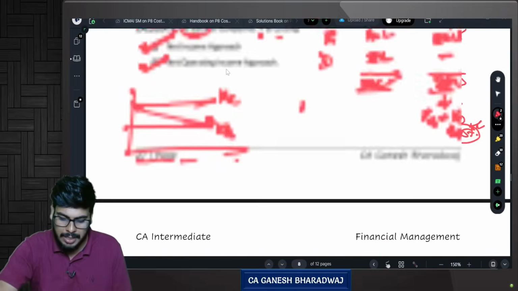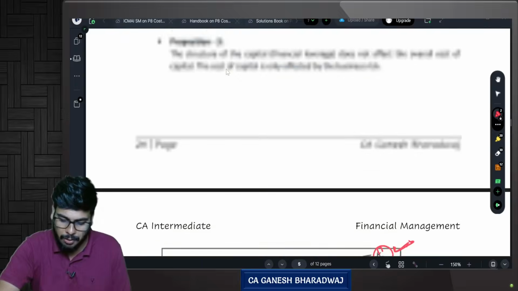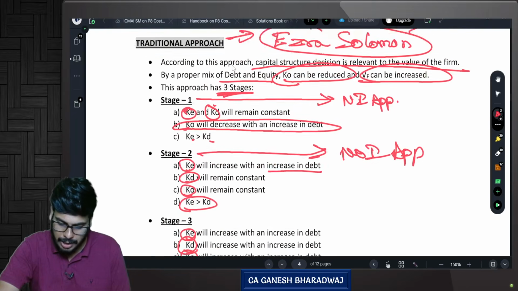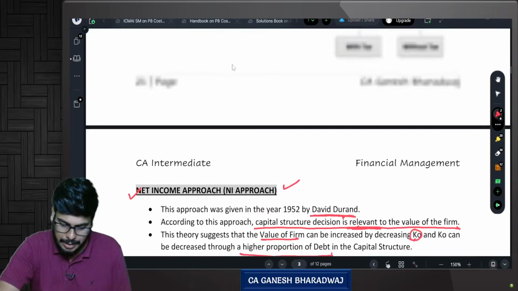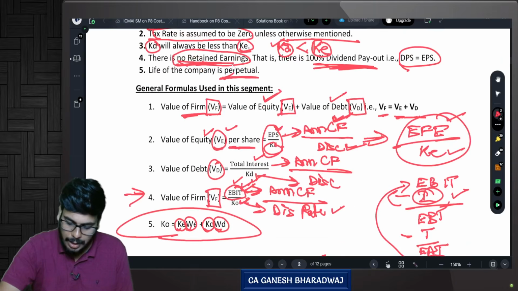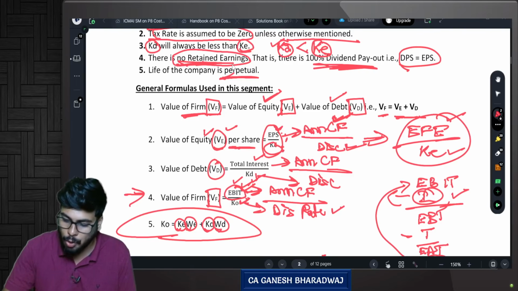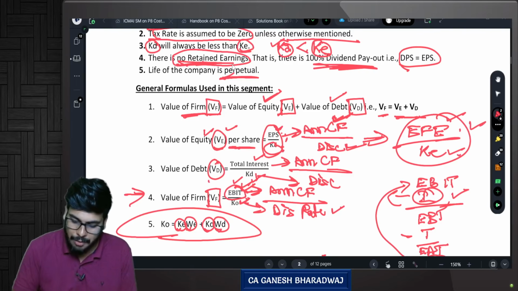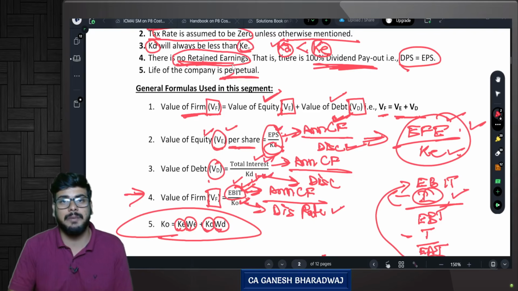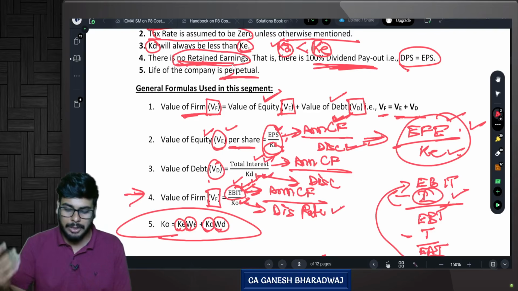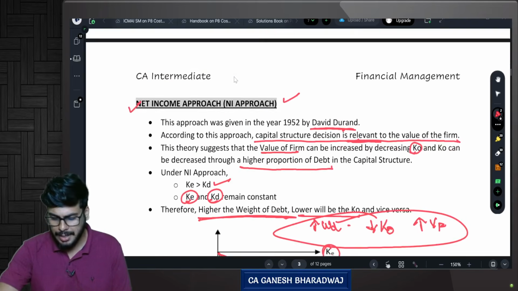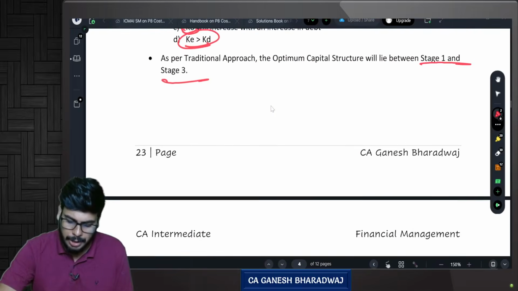With logic, time value of money logic. I told you these formulas in the beginning. Value of equity is per share. If you want, you can say earnings per share upon KE, or overall, EFE by KE. Value of debt is nothing but total interest divided by KD. Yes or no, guys? Annual cash flow divided by discount rate. Fine. So now look at this.